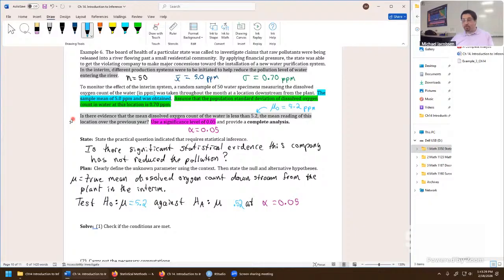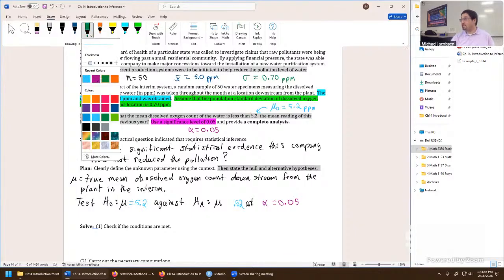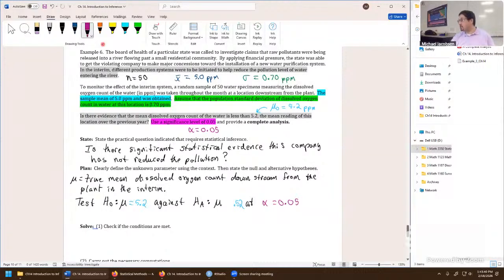We're being asked, let's look at this again. Is there evidence that dissolved oxygen count is less than 5.2? And that's exactly what we need. This tells us this is a left tail test. So less than for left tailed test. That means we'll put a less than here. And it means here you have options like we mentioned before. You can also put greater than or equals as well.